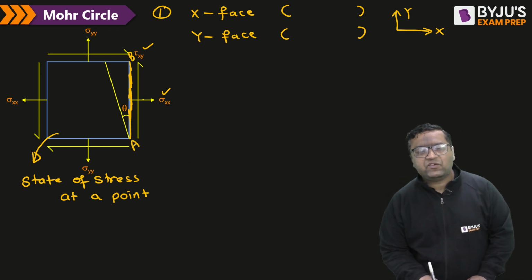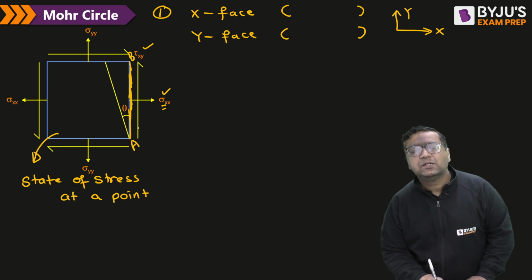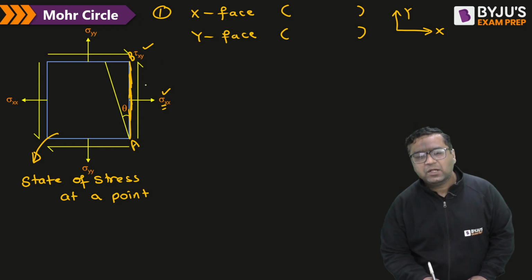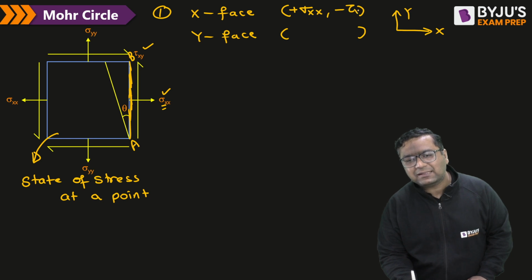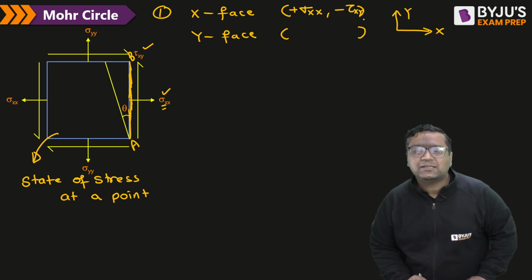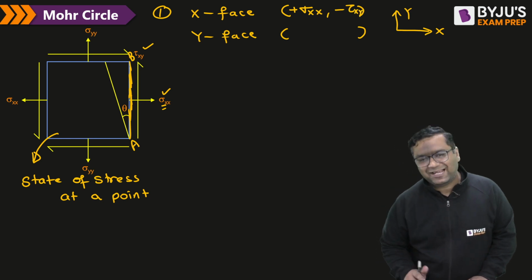On this phase, normal stress is sigma xx and shear stress is tau xy. You can see the normal stress is tensile and the shear stress is going to rotate the element in the anti-clockwise direction. We have considered tensile as positive, shear clockwise as positive and anti-clockwise as negative. So this is the state of stress at the x phase, which we will denote with point A.